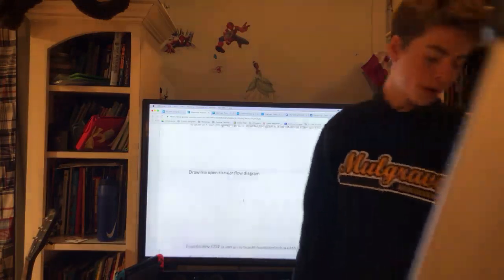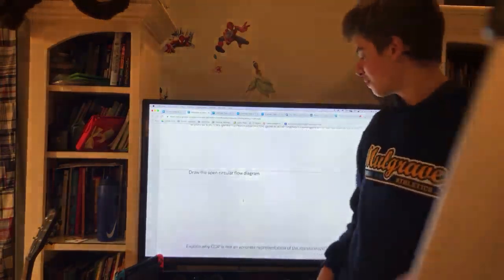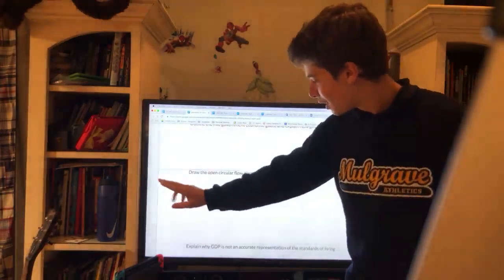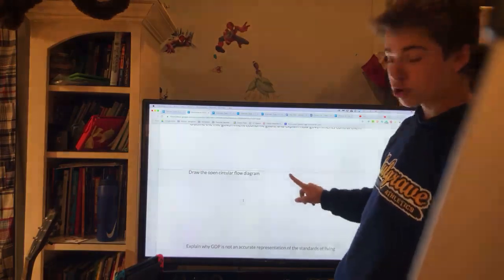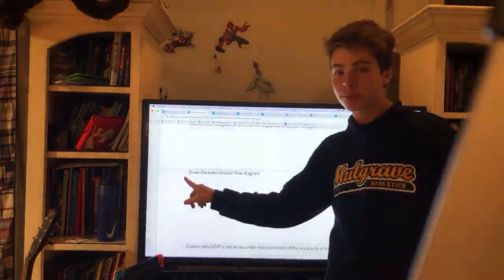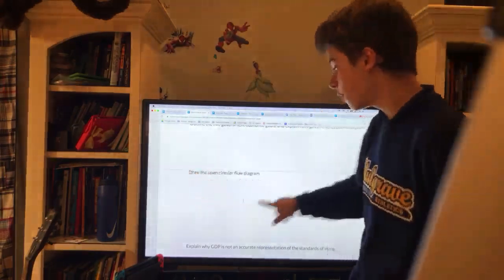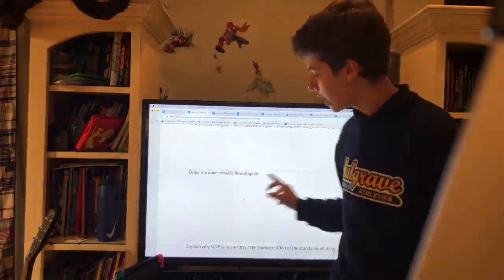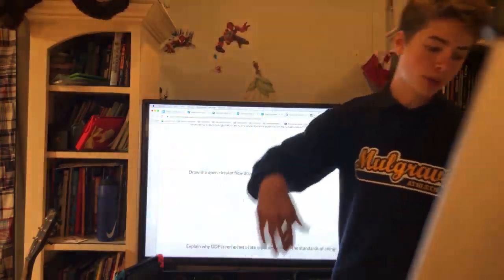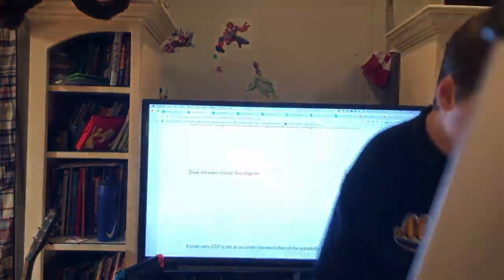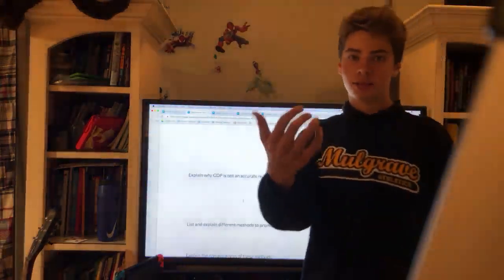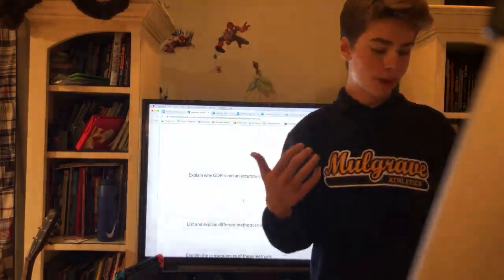So, draw the circular flow diagram. Businesses, households. Money goes to households, then people buy stuff from businesses, and in turn businesses give them goods and services, and people give them labor, capital, and land. So they work for them and the producers pay them back.